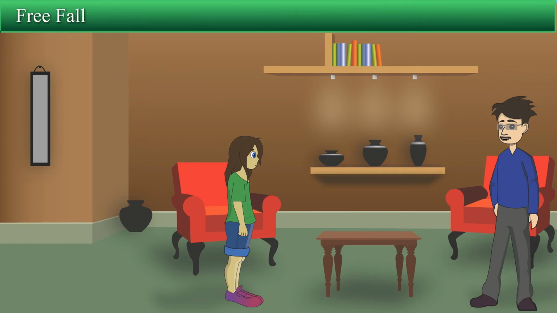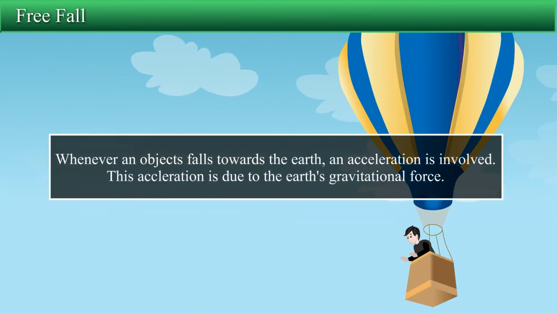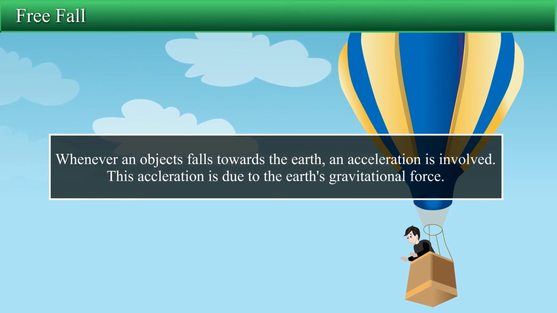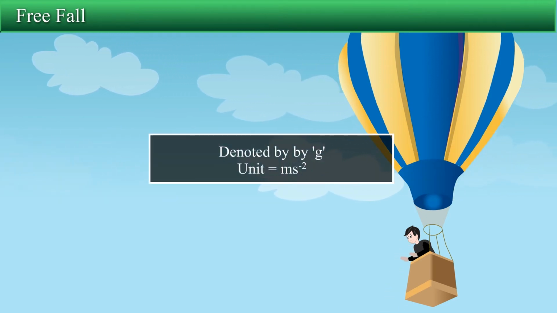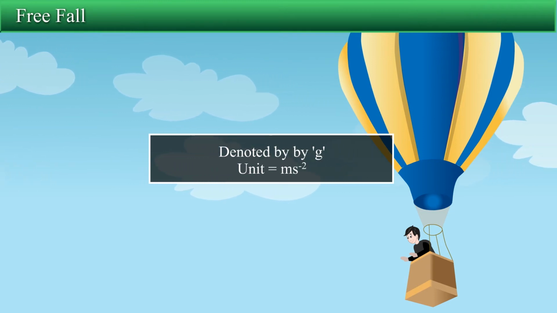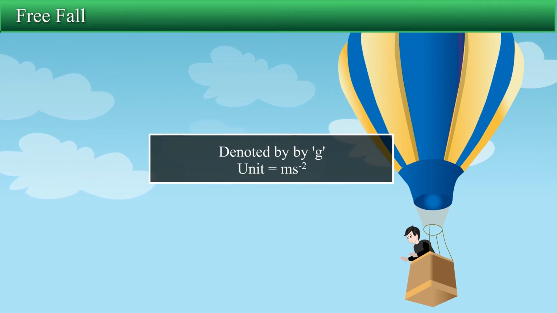How is that caused? Whenever an object falls towards the Earth, acceleration is involved. This acceleration is due to the Earth's gravitational force. This is called the acceleration due to the gravitational force of the Earth, or acceleration due to gravity. It is denoted by small letter g. The unit of g is the same as that of acceleration, that is meter per second square.